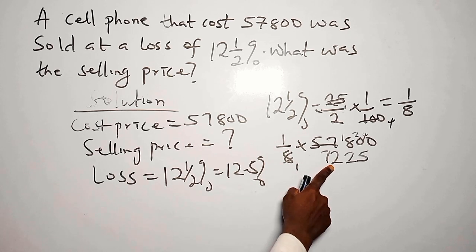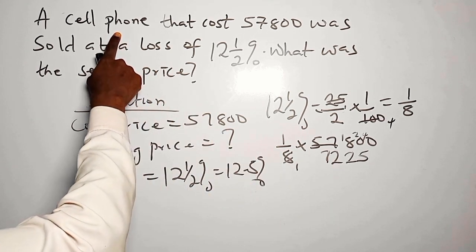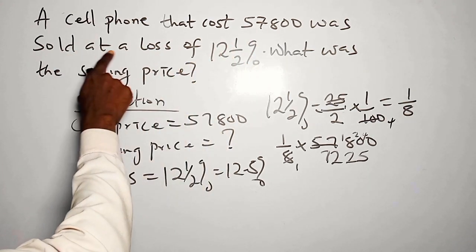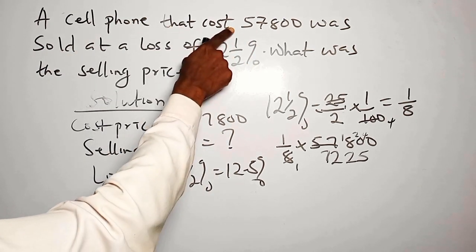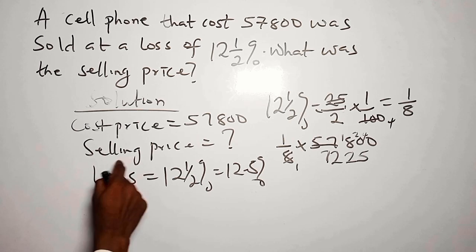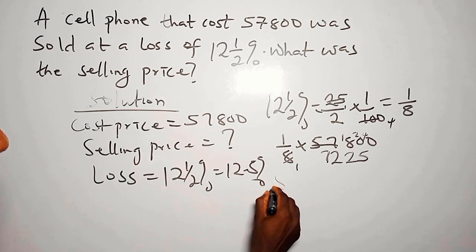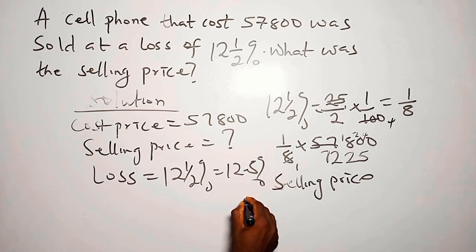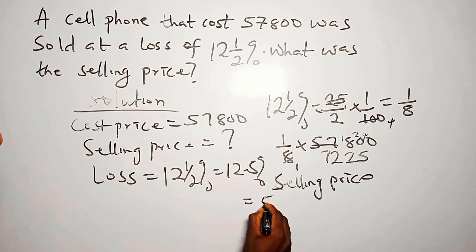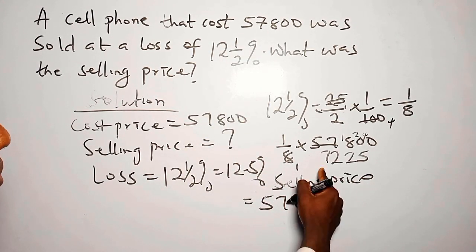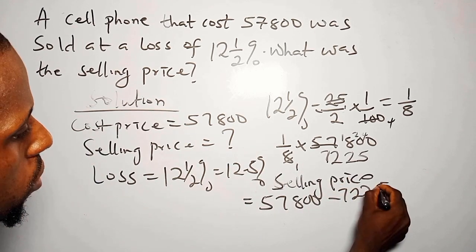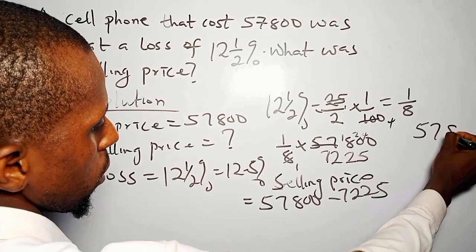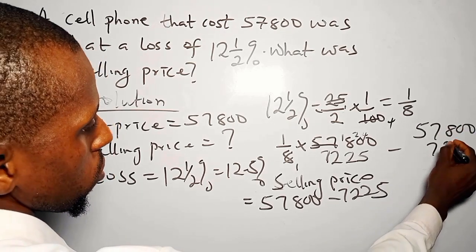So that means this item, which is the phone, was sold below the cost price. For them to have a loss, the item was sold below the cost price. So let us determine the selling price of the phone. How do we get that? We say the cost price, that is 57,800 minus 7,225. To do that, we can calculate that somewhere here.